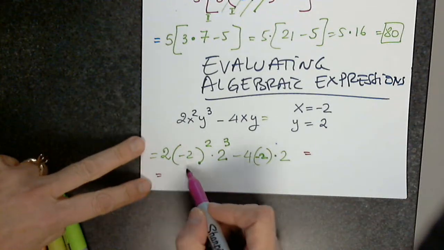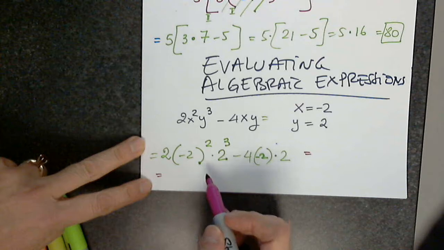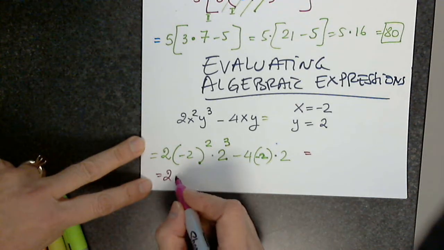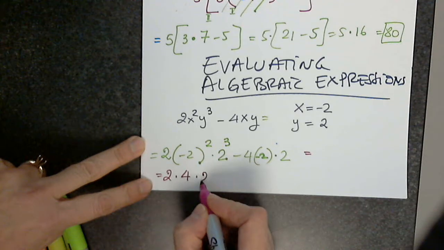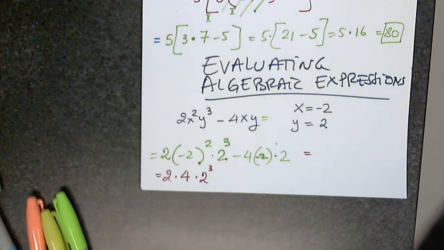Yes, the parentheses. So I have to perform this first. How much is -2 squared? Anything squared, you cannot give me a negative number. Yeah, so it will be 2 times 4 times 2 to the third. Now I reach this product, and I can do this. -4 times -2. How much? Positive. Positive 8. Positive 8 times 2. 16. That's it.